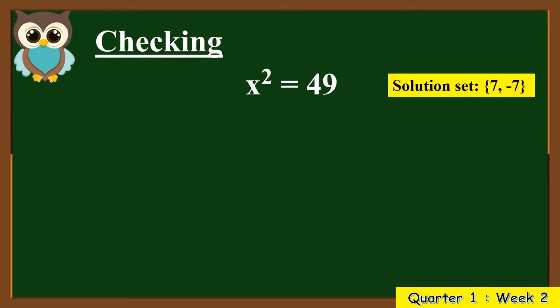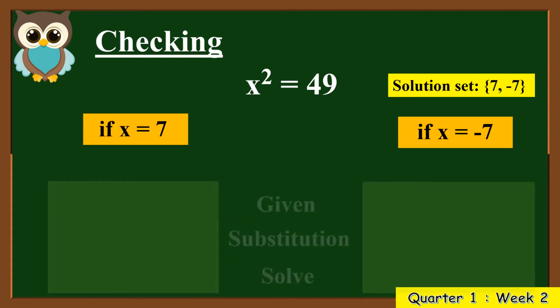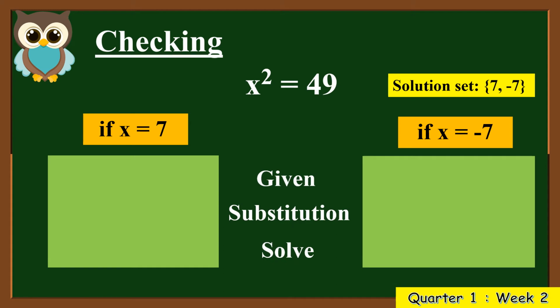For the last step, again, we will do the checking. Let's see if both sides of our equation are equal to 49 whenever we substitute the value of x as positive 7 and negative 7. For the first value of x, which is positive 7, as you can see, both sides of our equation are equal to 49. That's why we got the correct value of x, which is positive 7.